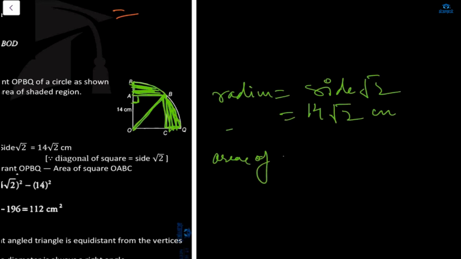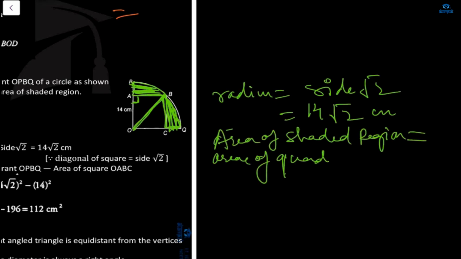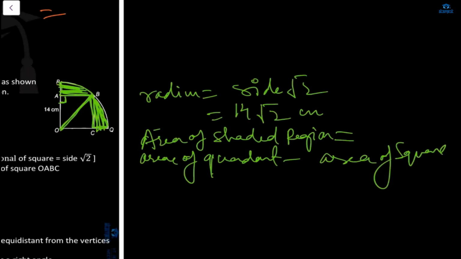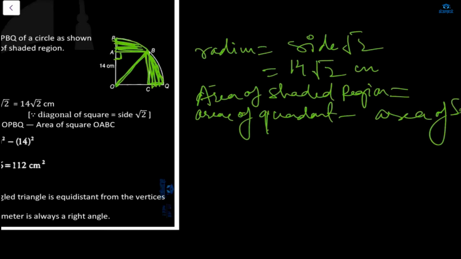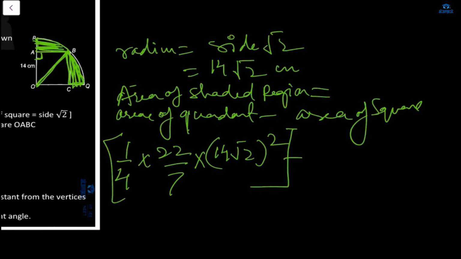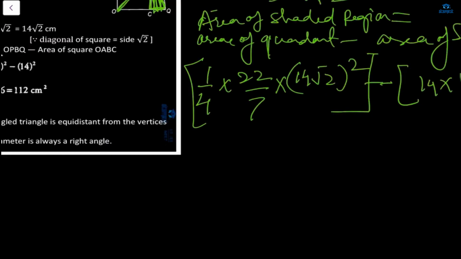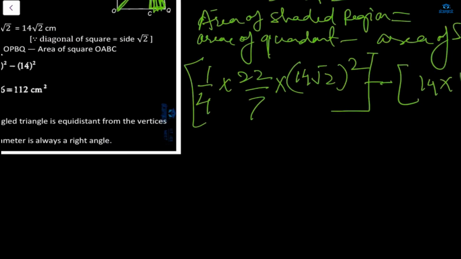Area of shaded region is equal to area of quadrant minus area of square. Area of quadrant is 1 by 4 pi r square, so r is 14 root 2 square, minus area of square, which will be 14 multiplied by 14. Understood? You are going to solve this and you'll get the area of the shaded portion.